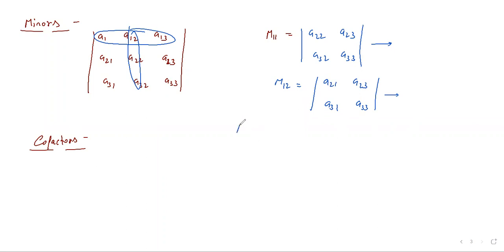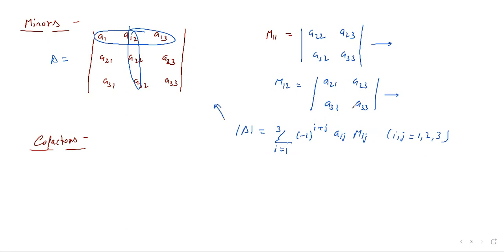So what is the determinant? Let's say this is my matrix A, then the determinant of A would be equal to the summation, i going from 1 to 3, of minus 1 to the power i plus j, aij Mij, where i and j are 1, 2 and 3. Understood? That's how we will find the determinant of A.